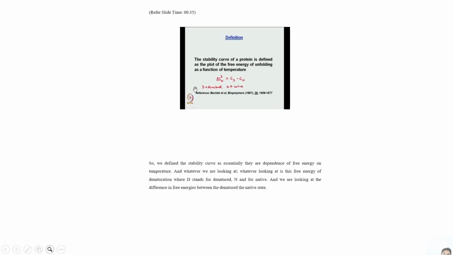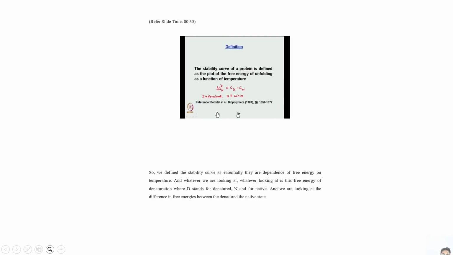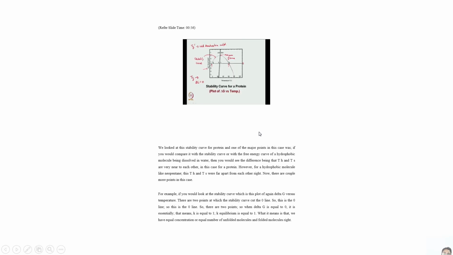So here he has talked about protein stability curves. The stability curve of a protein is defined as a plot of the free energy of unfolding as a function of temperature. That is explained, right? So they define the stability curve essentially as the dependence of free energy on temperature. And whatever we are looking at is the free energy of denaturation, where D stands for denatured, N for native. We're looking at the difference in free energies between the denatured and the native states.